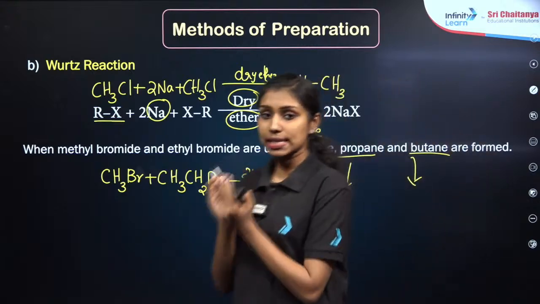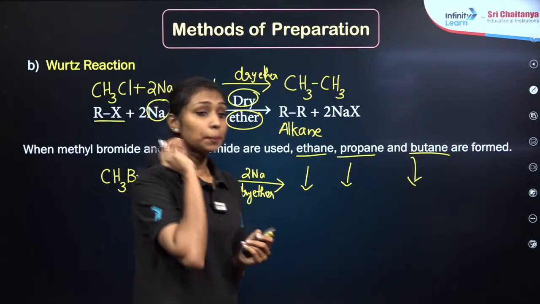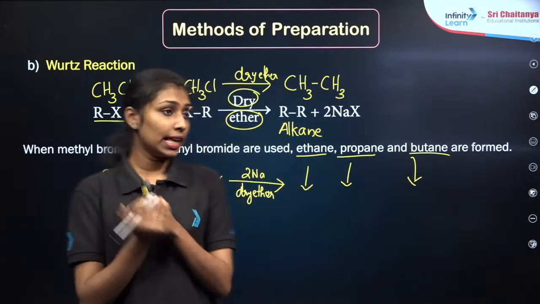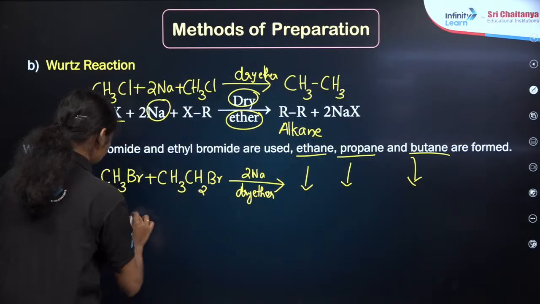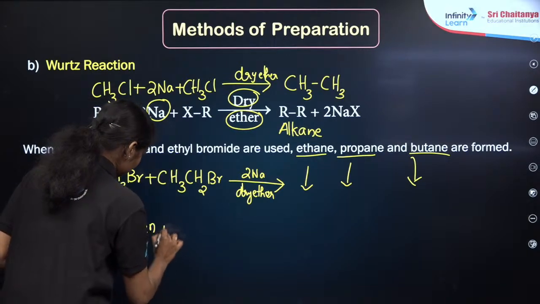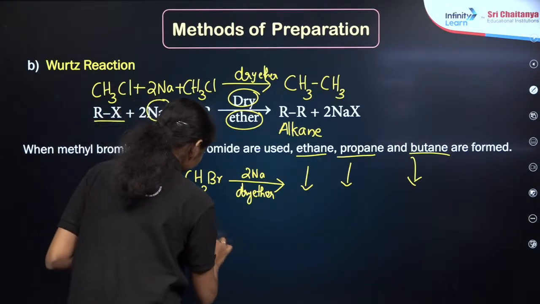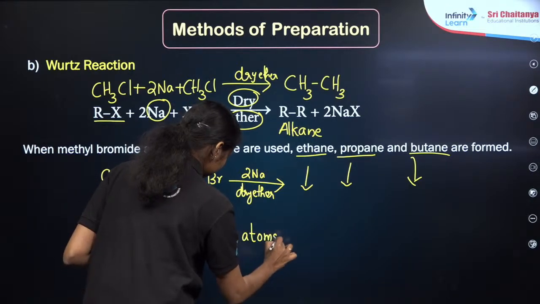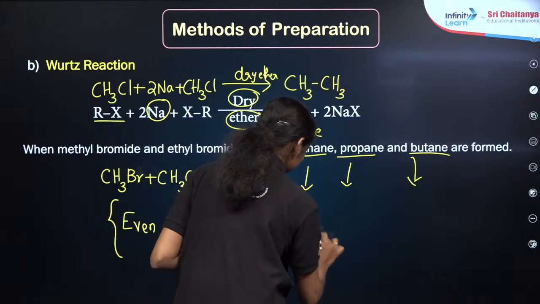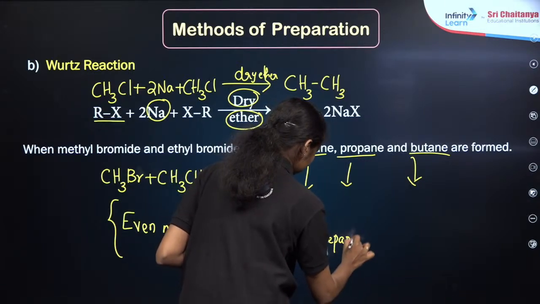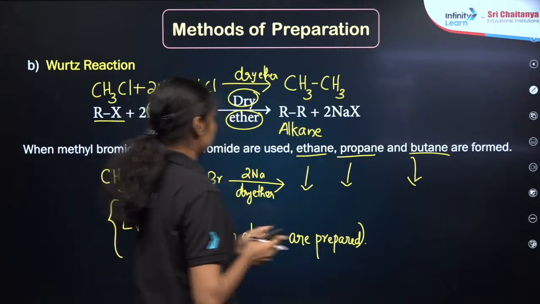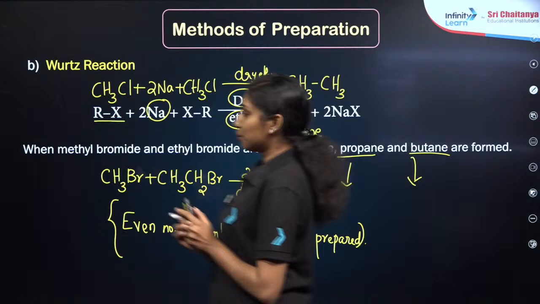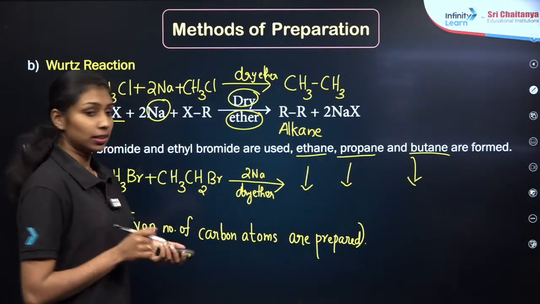So in general, if you are discussing the Wurtz reaction, we can say that it's a particular method to prepare alkanes having an even number of carbon atoms. Alkanes having an even number of carbon atoms. Okay, I hope it was clear. Now let me move to the next method. We have 2 more methods to cover.